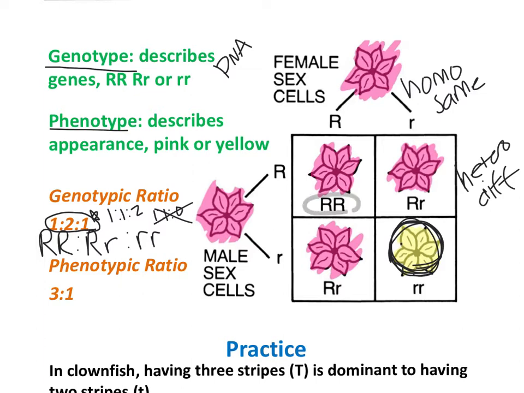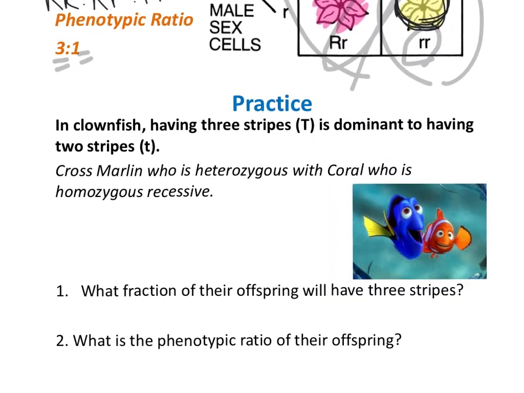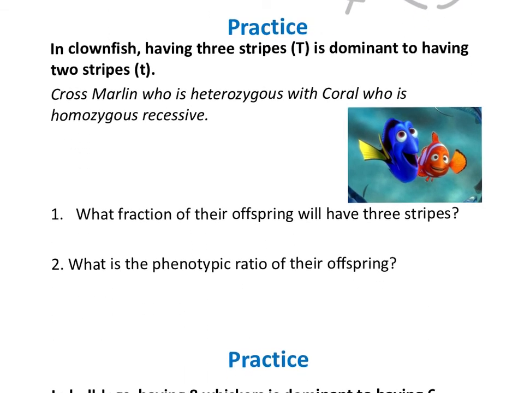So I've got 1 big R big R, I've got 2 big R little r, and I've got 1 little r little r. So that would be the genotypic ratio. The phenotypic ratio is how many of each trait do I see. I see 3 that are pink, and I see 1 that is yellow. So my phenotypic ratio would be 3 to 1. You'll see a lot of questions asking about ratios. So now we'll do a little bit of practice.